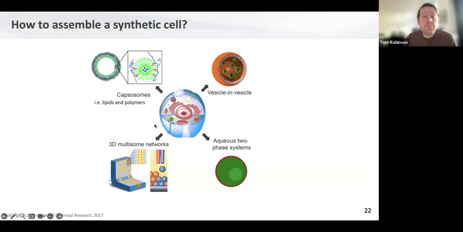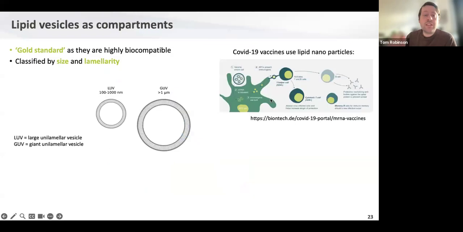So we could have combinations of different materials, for example, lipids and polymers. We could have networks of different materials, so we could have multisome networks, for example. And we could have two-phase aqueous systems. And the last option, at least in these choices, is that we could have vesicles nested inside other vesicles. And this is the choice of my lab. And more specifically, the material that we choose is lipids, so lipid membranes.